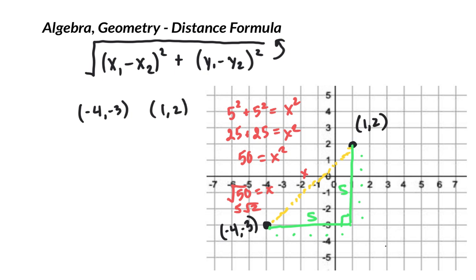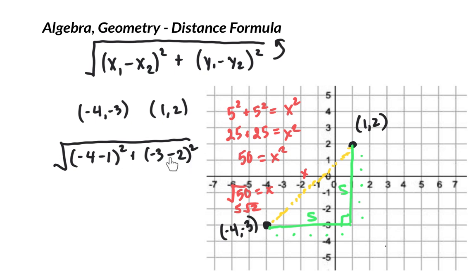So you say, well, the difference in the x's is -4 minus 1. Square that difference. The difference between the y's, square that difference, and then take the square root. And you can see, while this is -5, when we square that, -5 squared is 25. This is also -5, but when you square it, that's positive 25. And then we take the square root. You can see we get the exact same thing.